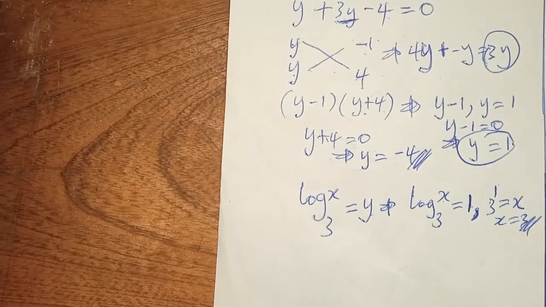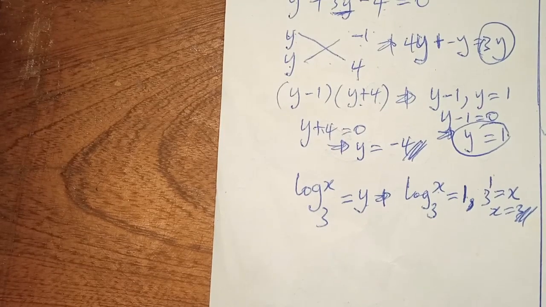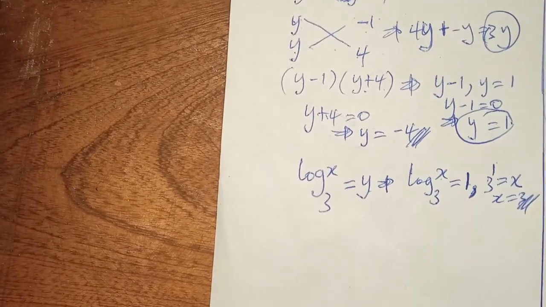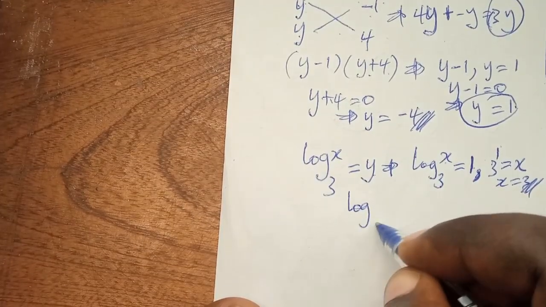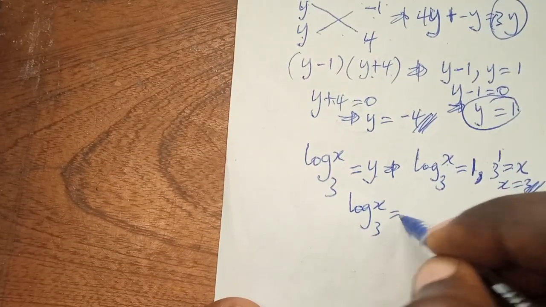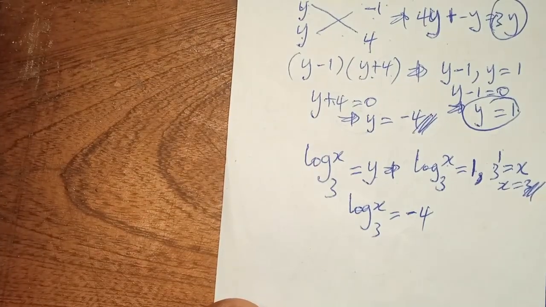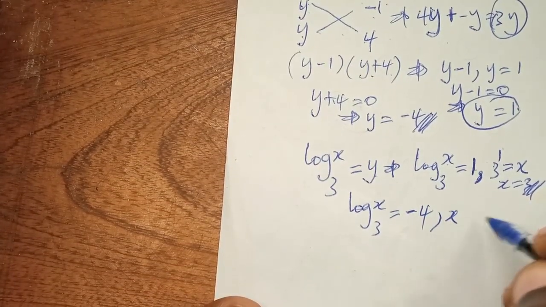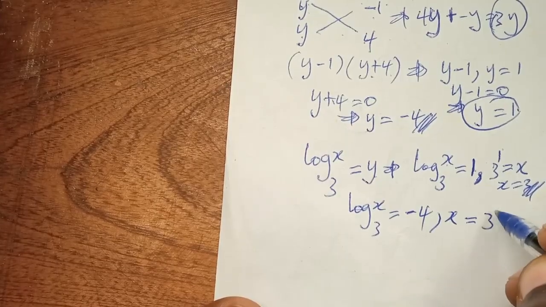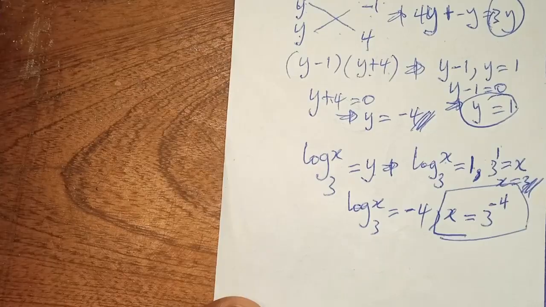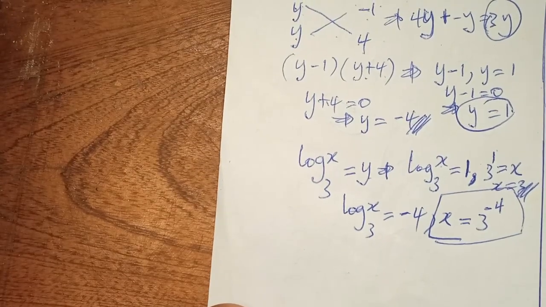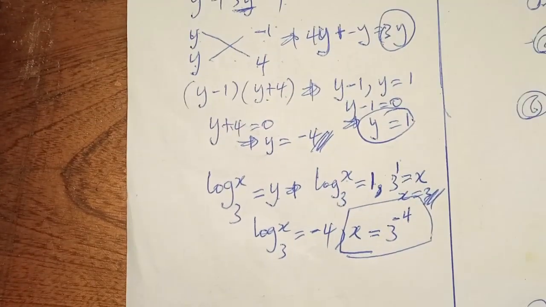Now let's look at the case where y is minus 4. We can still say log of 3 to the x is equal to minus 4. So it means that x is the same as 3 raised to the power minus 4. If you calculate that, you're going to have x. So x and y have now been gotten.